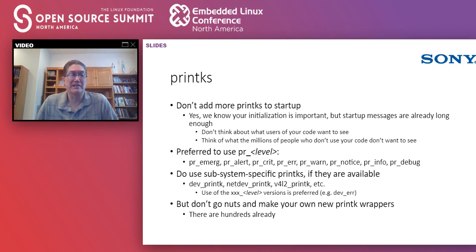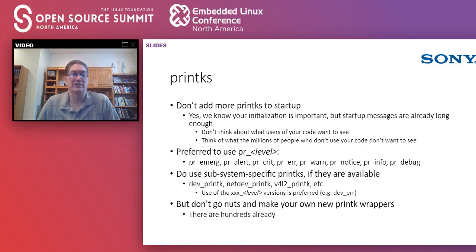It's preferred, instead of calling printk directly, to use the pr_ levels. There are eight different message levels in the kernel, and there's a printk wrapper for each one of them. Actually, there's way more than that, because there are subsystem specific printks, and you should use those if they're available, because they'll print out additional information. Like dev_printk will automatically print some additional device information, like the device name.